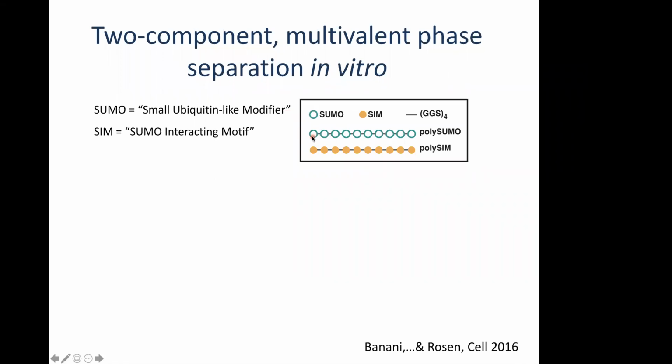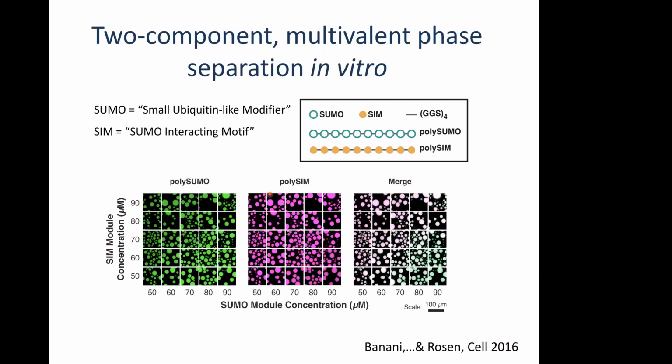And so what Rosen and his group have done is that they've engineered a string of these SUMOs. Actually, I'll show you cases just like this, where there are 10 SUMO domains in a row, held together by very, very flexible linkers. Again, these are all proteins. And also these polySIMs, which are these peptides that interact with the SUMOs, a string of 10 of those. And so what happens if you then mix these together? What happens is that they phase separate.